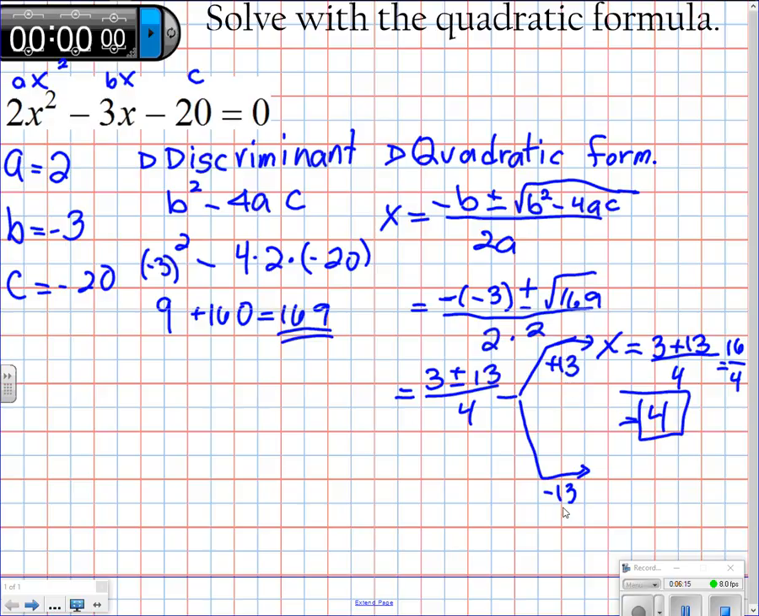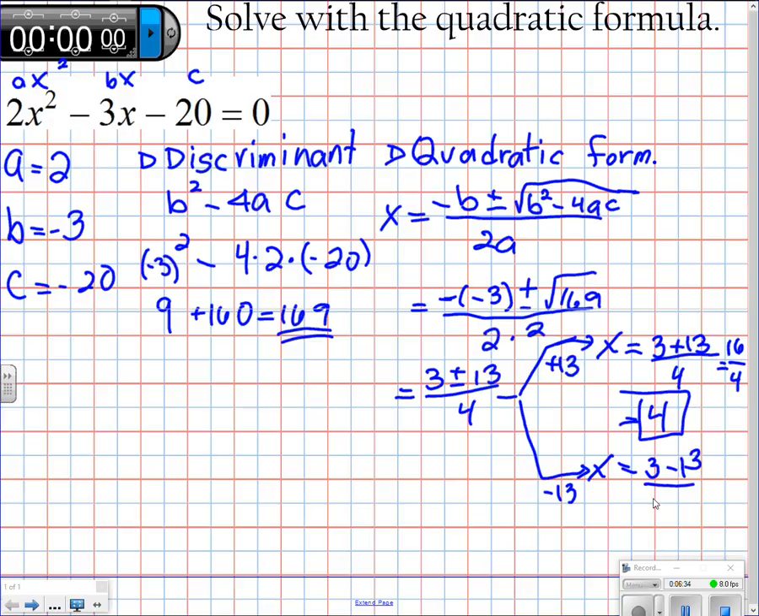Now, what would the answer be if it was negative 13? The problem now is x is equal to 3, and the 13 doesn't have a choice anymore. It must be negative 13.